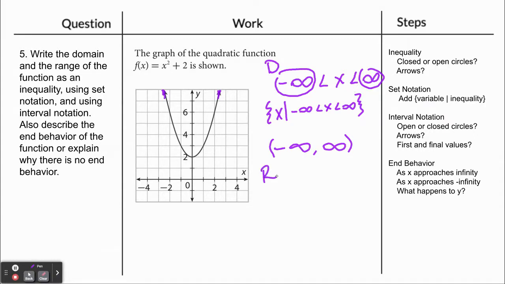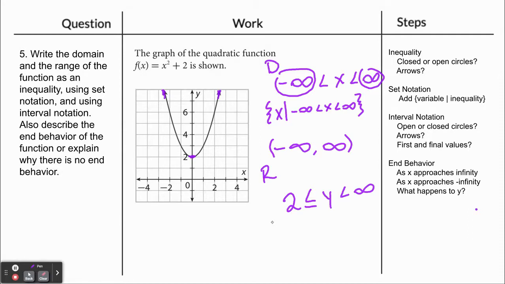Now for the range, a little bit different, looking for the y values. The lowest y value, we see it goes all the way down and becomes 2. So in this one here, it's going to be 2 is less than or equal to y because, again, at x equals 0, y is equal to 2. Then it goes up and on forever. So our inequality is going to be 2 is less than or equal to y, which is less than infinity.